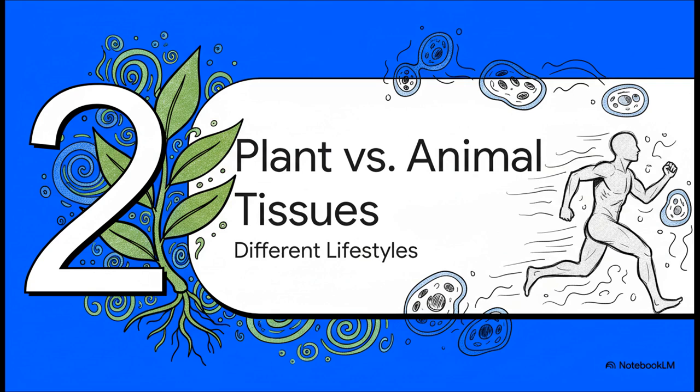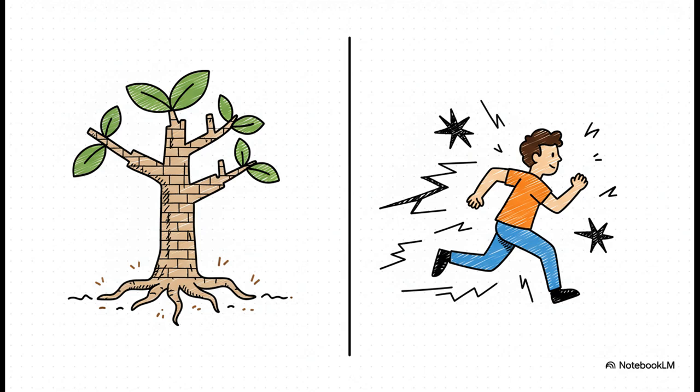Now, here's a thought. Both plants and animals have tissues, of course. But do you think a big, strong tree has the same kind of tissues as a running cheetah? No way. Their lifestyles are completely different, so their tissue teams have totally different designs. Let's find out how.